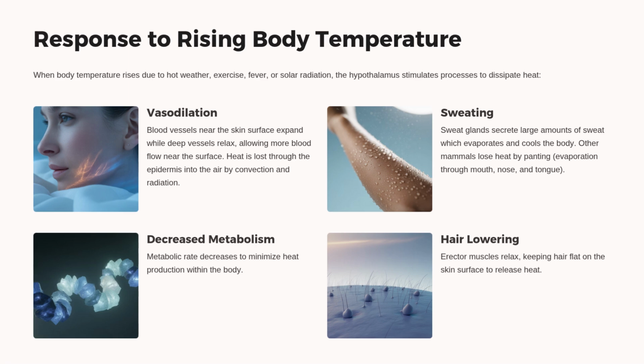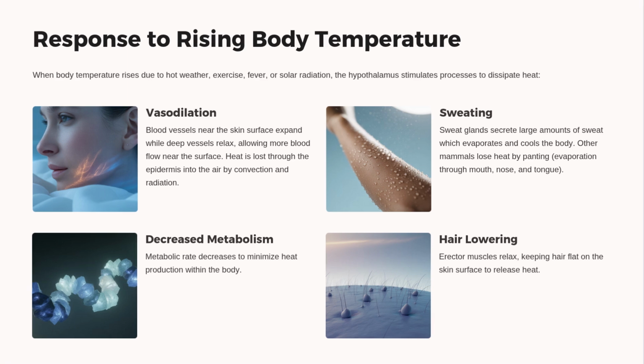Other mammals lose heat by panting. Evaporation through mouth, nose, and tongue. Decreased metabolism. Metabolic rate decreases to minimize heat production within the body. Hair lowering. Erector muscles relax, keeping hair flat on the skin surface to release heat.